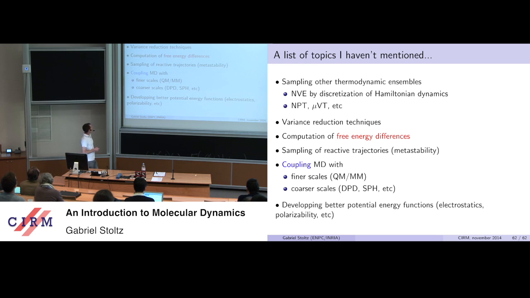So maybe just one last slide about what I haven't mentioned. It's nice to mention something, and it's also nice to say what I haven't mentioned. I could spend 10 hours on that, but probably no one would be left in the room. The things I haven't mentioned, which you could find in the literature if you're interested, are sampling ensembles other than the canonical one, especially constant energy ensembles by discretizing the Hamiltonian dynamics. That's very nice to present.